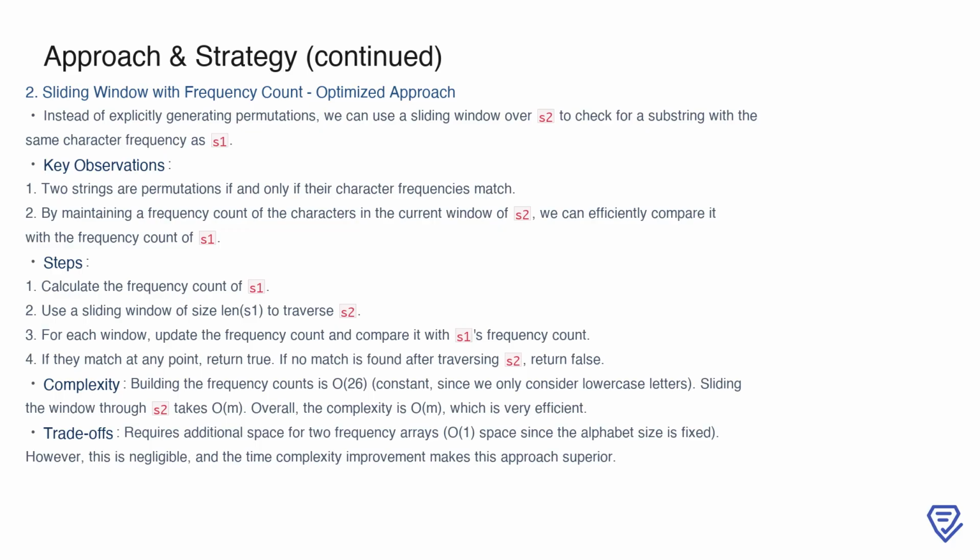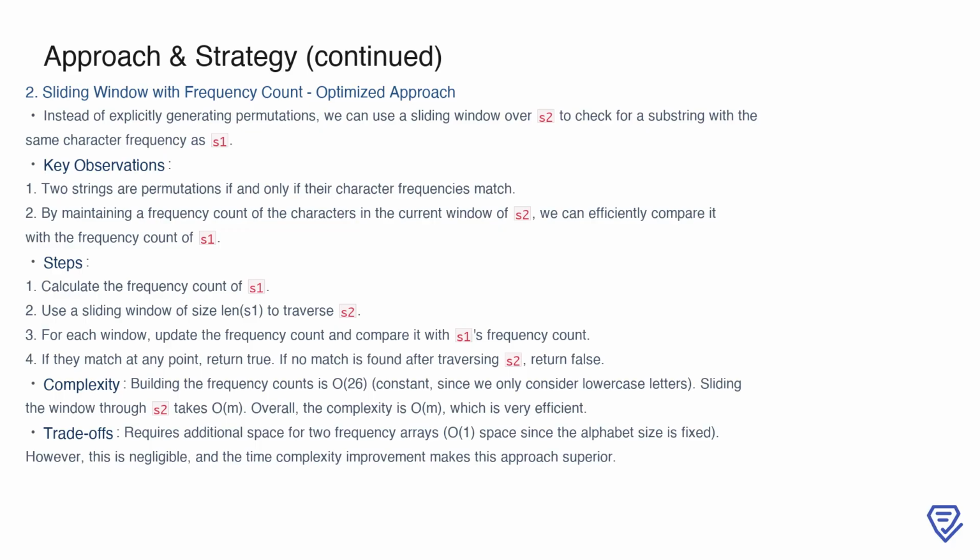The steps are as follows: first, calculate the frequency count of S1. Then, use a sliding window of length equal to S1 to traverse S2. For each window position, update the frequency count for the characters in the window and compare it against the frequency count of S1. If they match, we can confidently return true. If no match is found after processing S2, we return false.